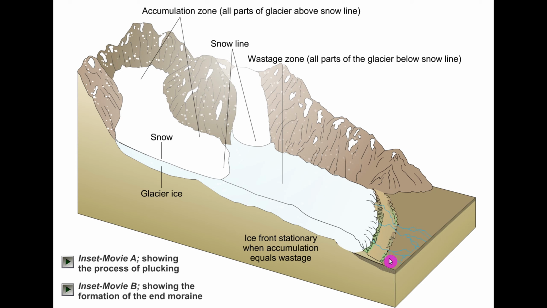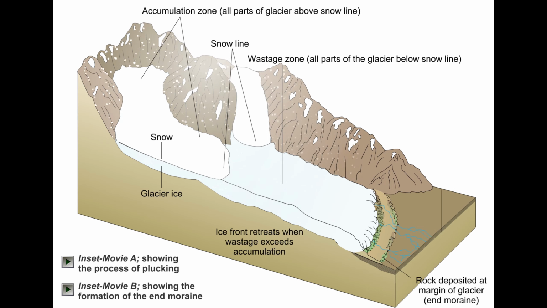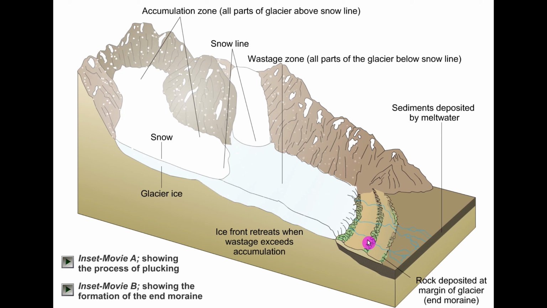So this would be the terminal moraine. That's the farthest moraine out. This would be the end moraine. And as the glacier melts back, this would be a recessional moraine. So now we've got a series of recessional moraines.